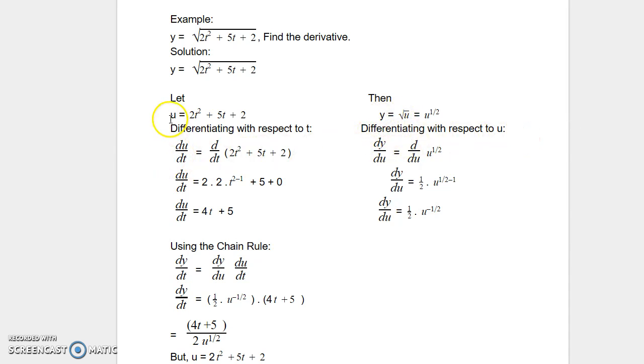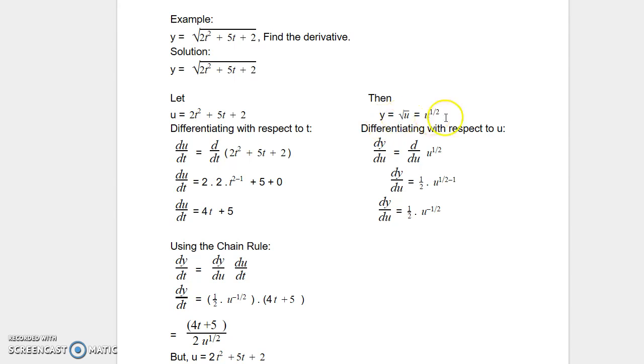Let's start here. du by dt is equal to d by dt of 2t squared plus 5t plus 2. So d by dt of 2t squared, we can write as 2 times 2 t to the power of 2 minus 1, and d by dt of 5t is 5, and d by dt of 2 is 0. So when we simplify this, it's going to be equal to 4t plus 5.